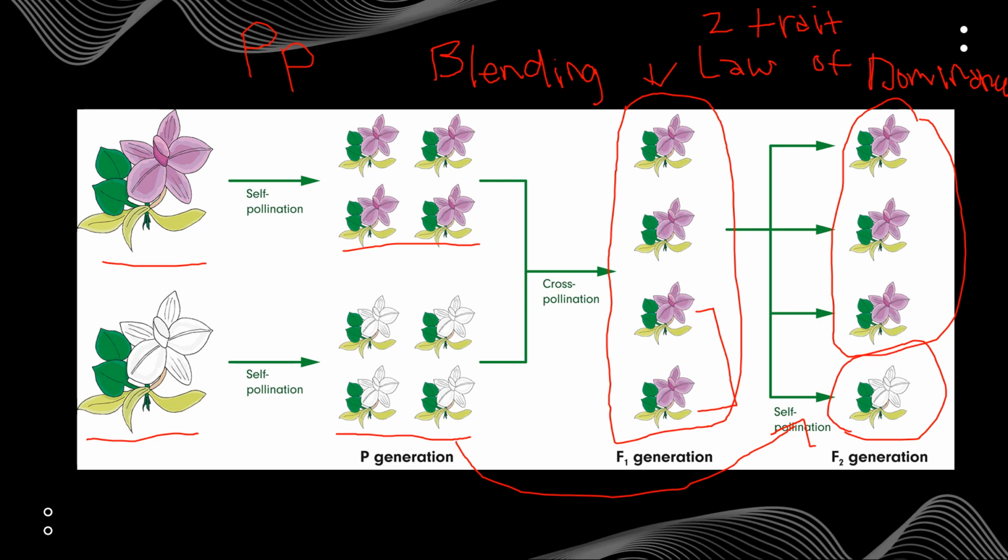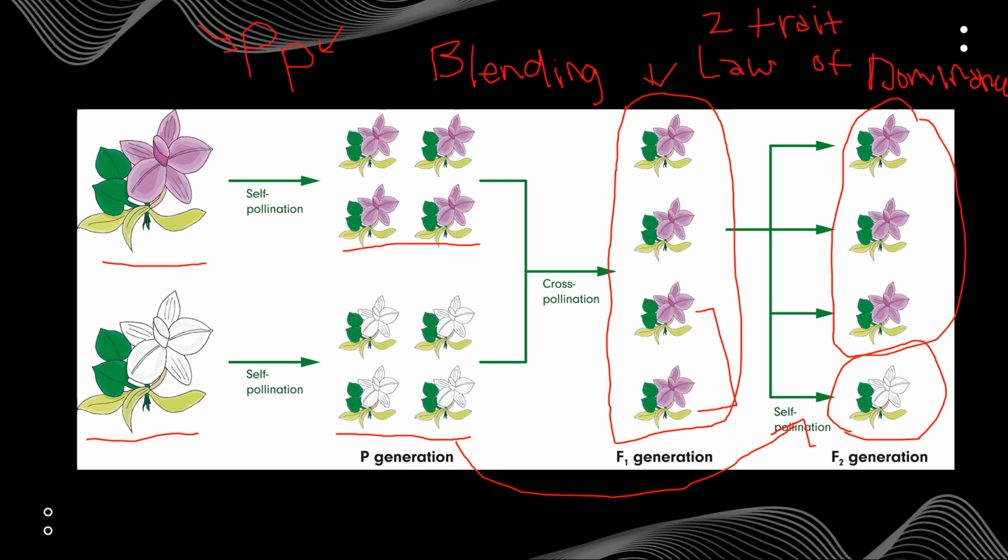So over here I'm using P's. So the capital P would basically be that purple flower trait, and the lowercase p would be that white flower trait. So the capital P is dominant, and the lowercase p is the recessive trait. So this is basically what Mendel's law of dominance was.